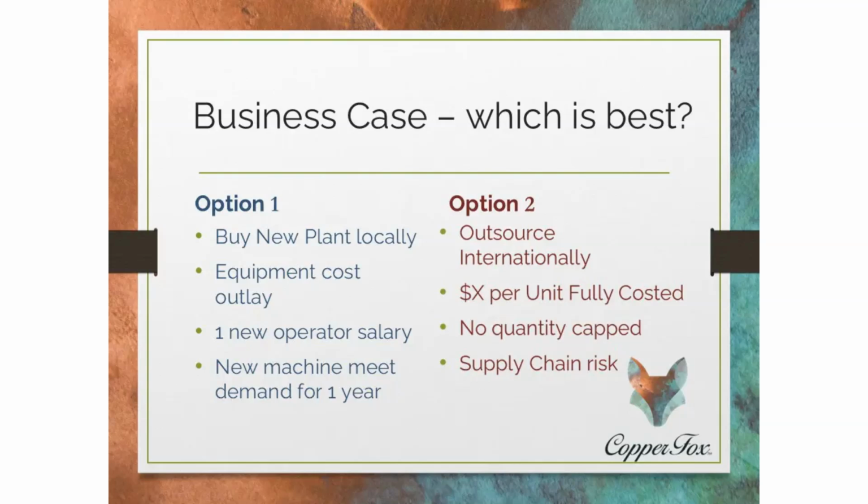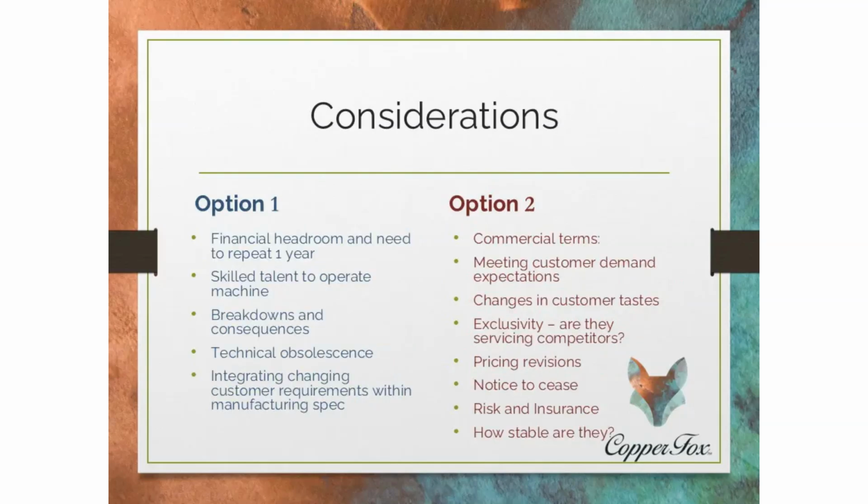The second option is to outsource production internationally, which offers flexibility and no cap on quantity, but introduces supply chain risks. Each path has its own set of challenges and benefits, and the right choice depends on a careful evaluation of both. When weighing these options, there are several important factors to consider.